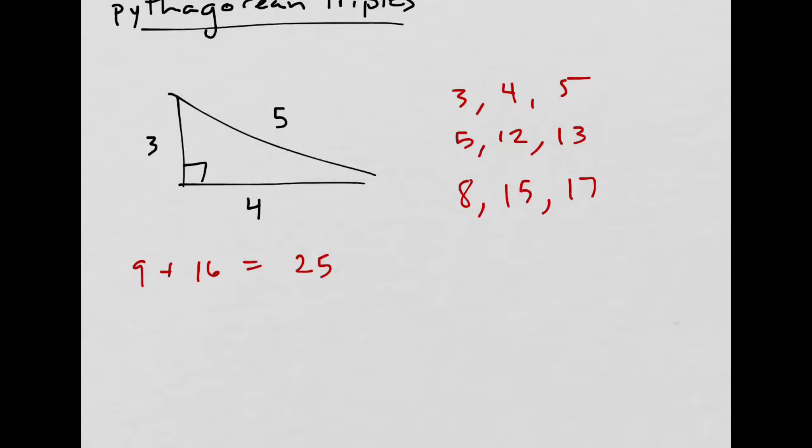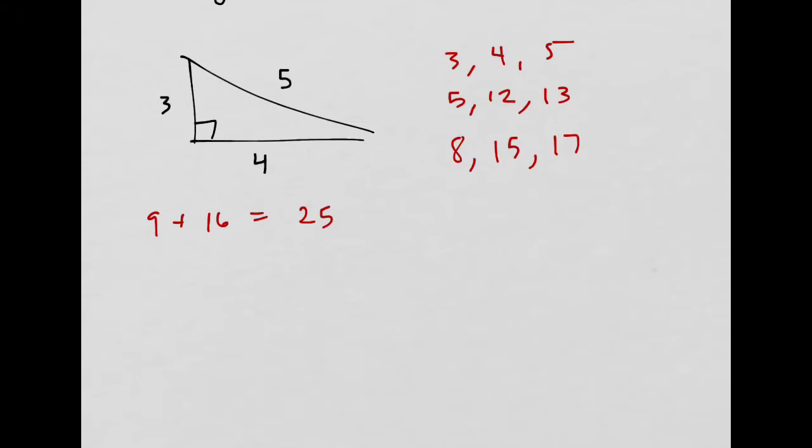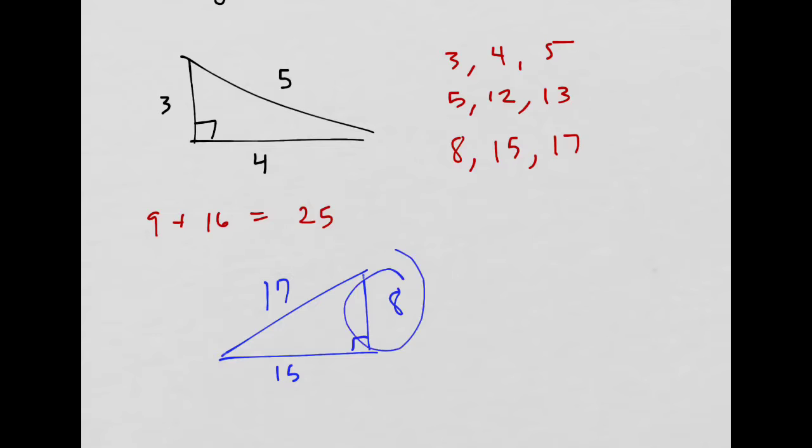And those are the most common Pythagorean triples, but there are many more. You could keep going on forever. So if you have those memorized, then you can look and see. Like if I showed you a triangle that has 15 and 17, then immediately, if you knew this was a Pythagorean triple, you'd say, okay, without even using the Pythagorean theorem, this is 8, has to be.